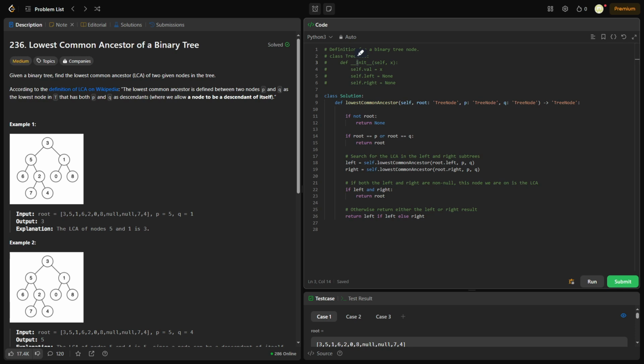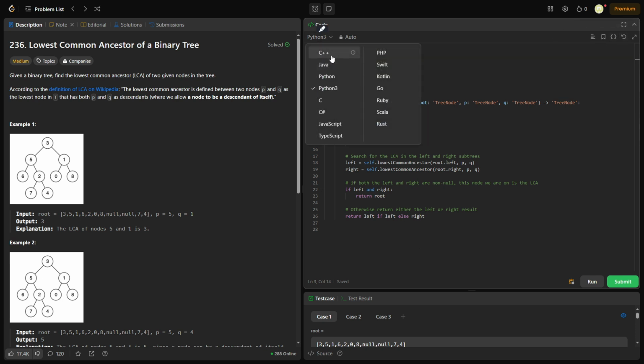Yo, what's up, everyone? This is LeetCode 236, lowest common ancestor of a binary tree. We've done this problem in Python, as you can see. We're going to do it in C++ now.